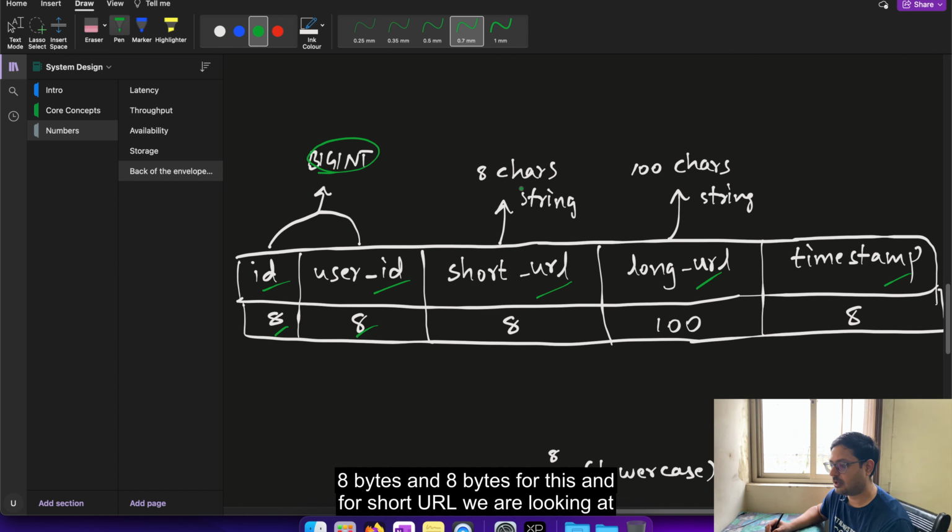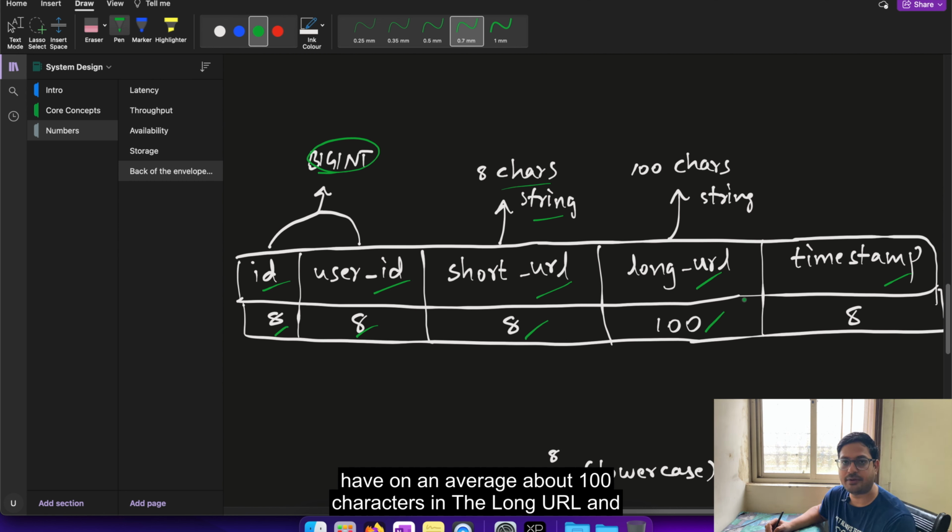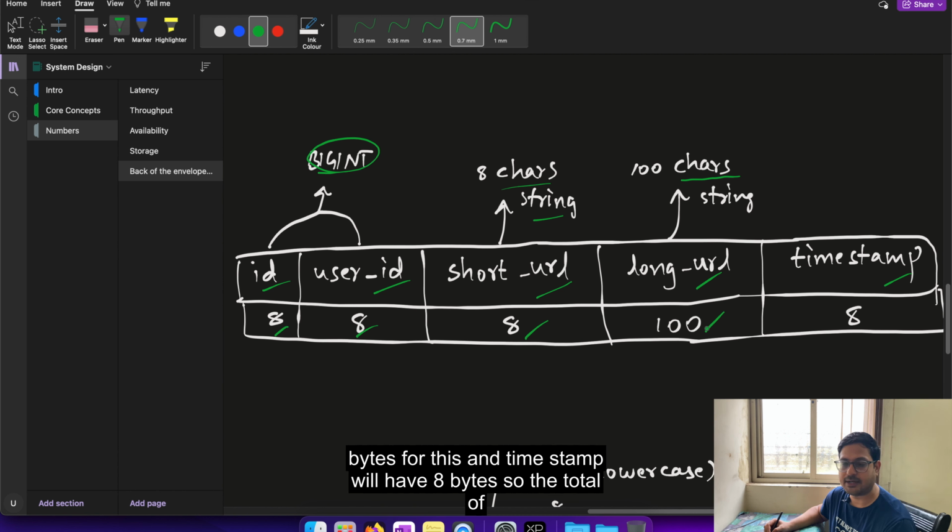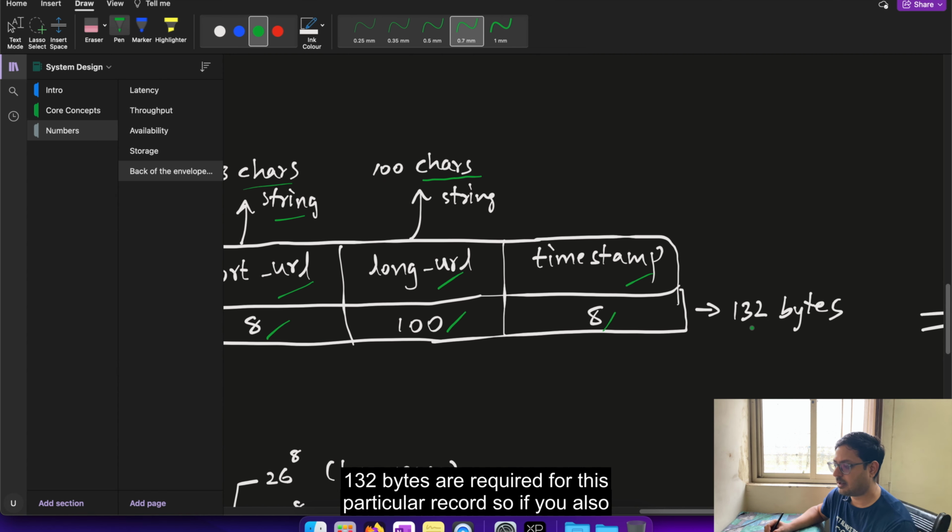And for short URL, we are looking at an 8 character string. So we are looking at simple alphanumeric characters here, which we can go with ASCII characters. And the size requirement for this is 8 bytes for the 8 character string. And for the long URL, I made an assumption that we are going to have on average about 100 characters in the long URL. And URLs also are generally alphanumeric in nature. So we're going to have a 100 character string, and we'll require 100 bytes for this. And timestamp will have 8 bytes. So a total of 132 bytes is required for this particular record.